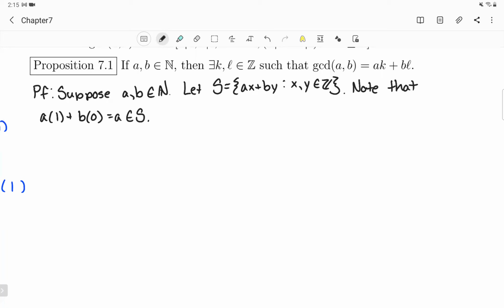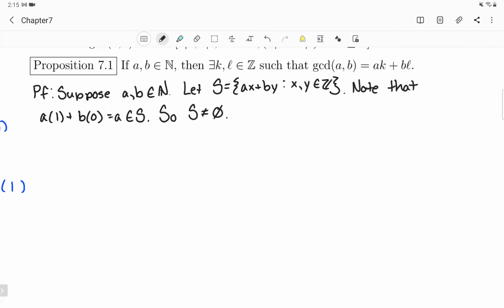So S does not equal the empty set. Right, I'm guaranteed at least one thing in there, okay? Specifically, A is going to be in there. Similarly, I could get B in there. I could do A times 0 plus B times 1. Okay, so I know it's not empty. I'm going to need that fact in a second.